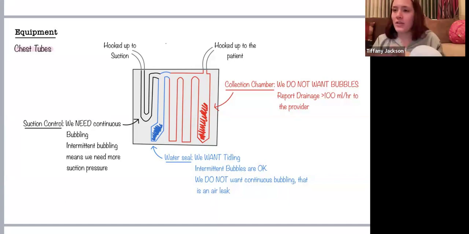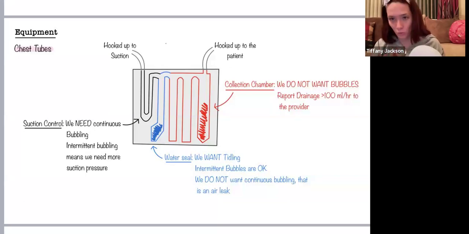Okay, when we've got the collection chamber, if we're draining any sort of blood or fluids, we do not want any bubbles, okay? We want it nice and draining in that liquid. We want to keep track every hour of how much output they have. If there's drainage over 100 milliliters an hour, we need to call the provider.